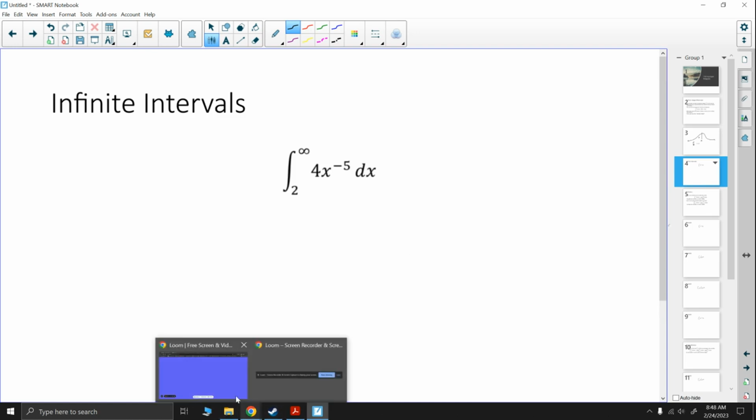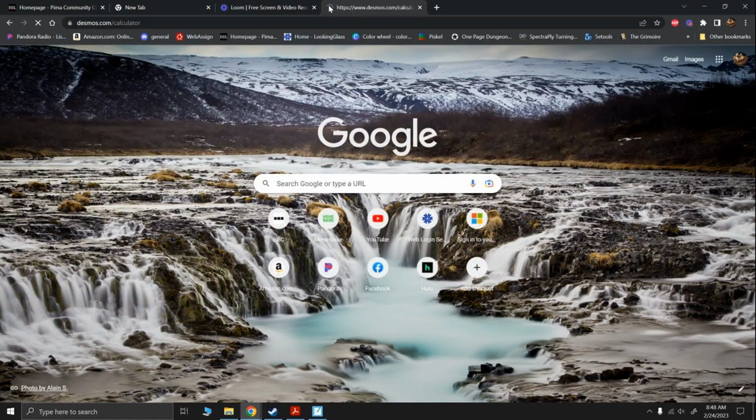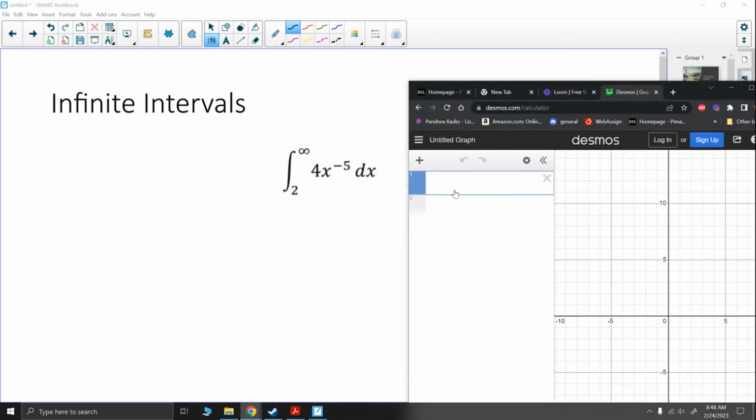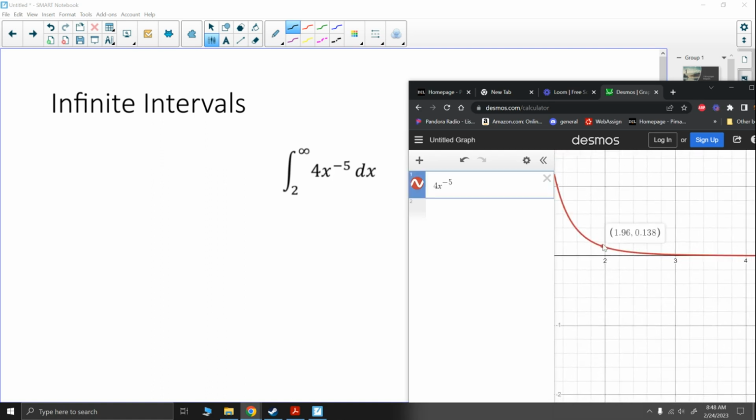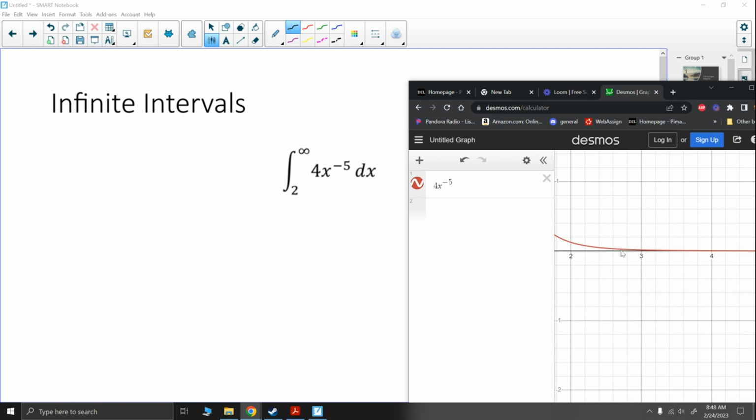Now, first of all, let's take a look at its graph. Okay, so this is 4x to the negative fifth, and we're looking at 2 to infinity. If you notice, from 2 to infinity, this thing has a horizontal asymptote. Just because it has a horizontal asymptote does not mean that we'll be able to find the improper integral, but it is one of the first steps to necessitating that.